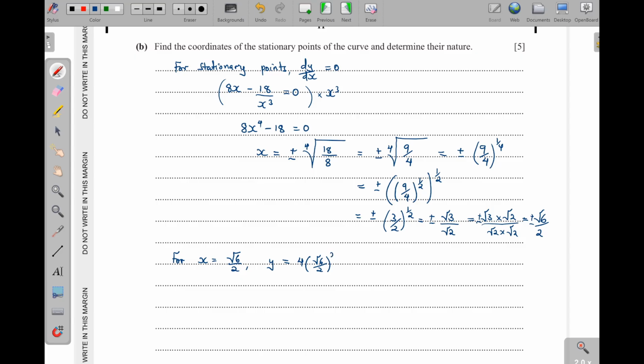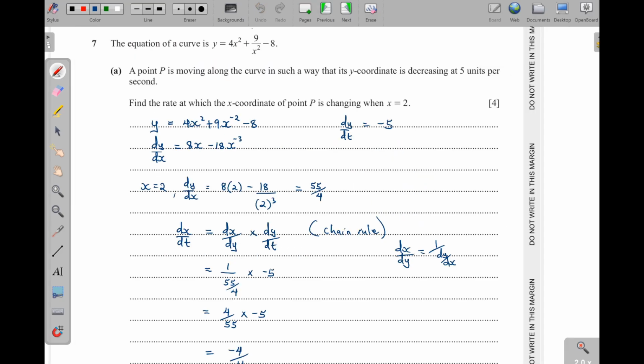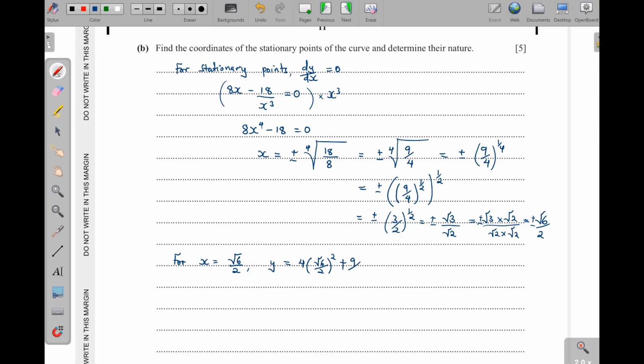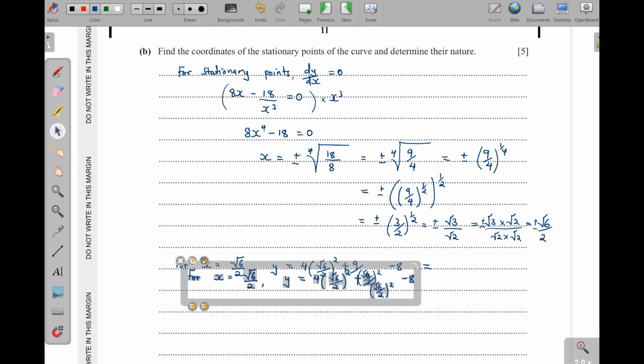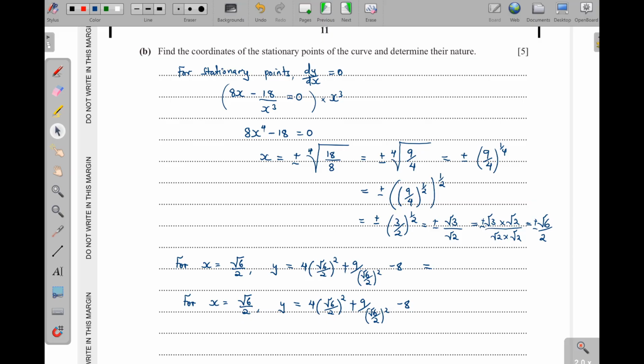4x squared plus 9 over x squared, which is root of 6 over 2, minus 8. What does this one give us? And then also for the negative, and remember they said find the coordinates of the stationary point C. So it is not 1. So when you don't put plus or minus, you are going to get only 1 point. So this will be a minus. I'll put a minus here, and we'll say minus here.